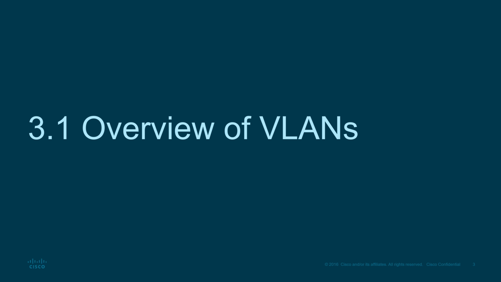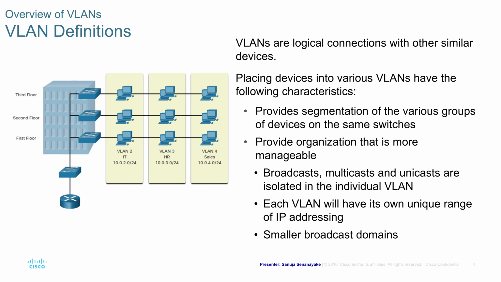Overview of VLANs. So what is the definition of a VLAN, or what are the definitions of VLANs? VLANs are logical connections with other similar devices. Placing devices into various VLANs has the following characteristics. It provides segmentation of various groups of devices on the same switches.